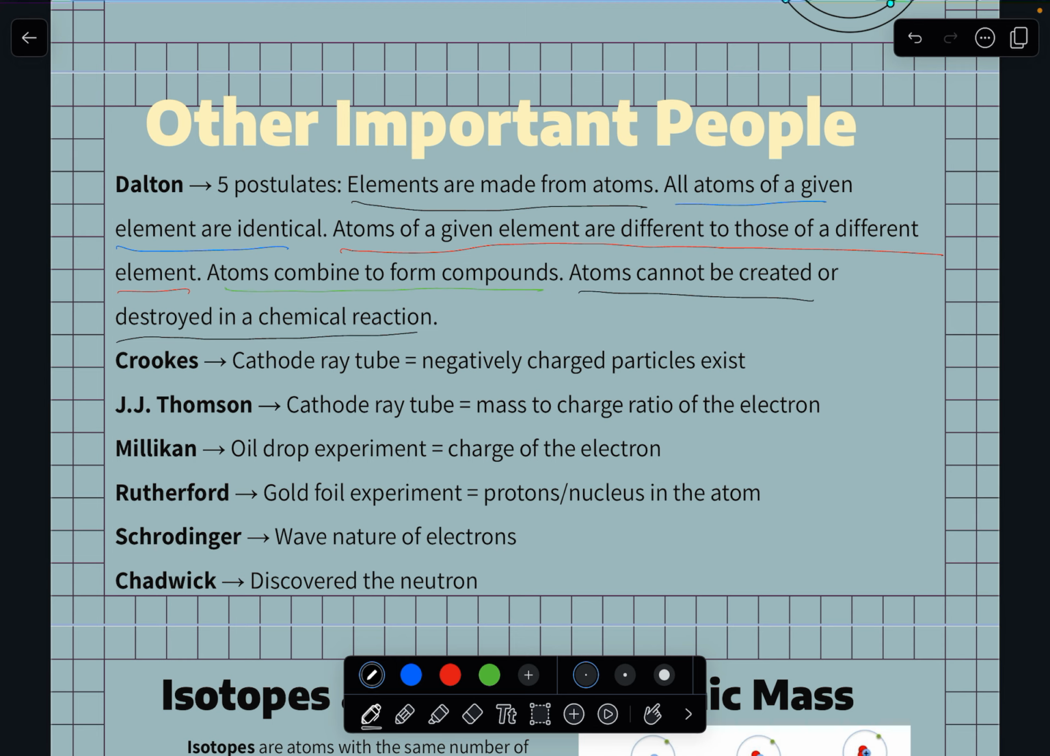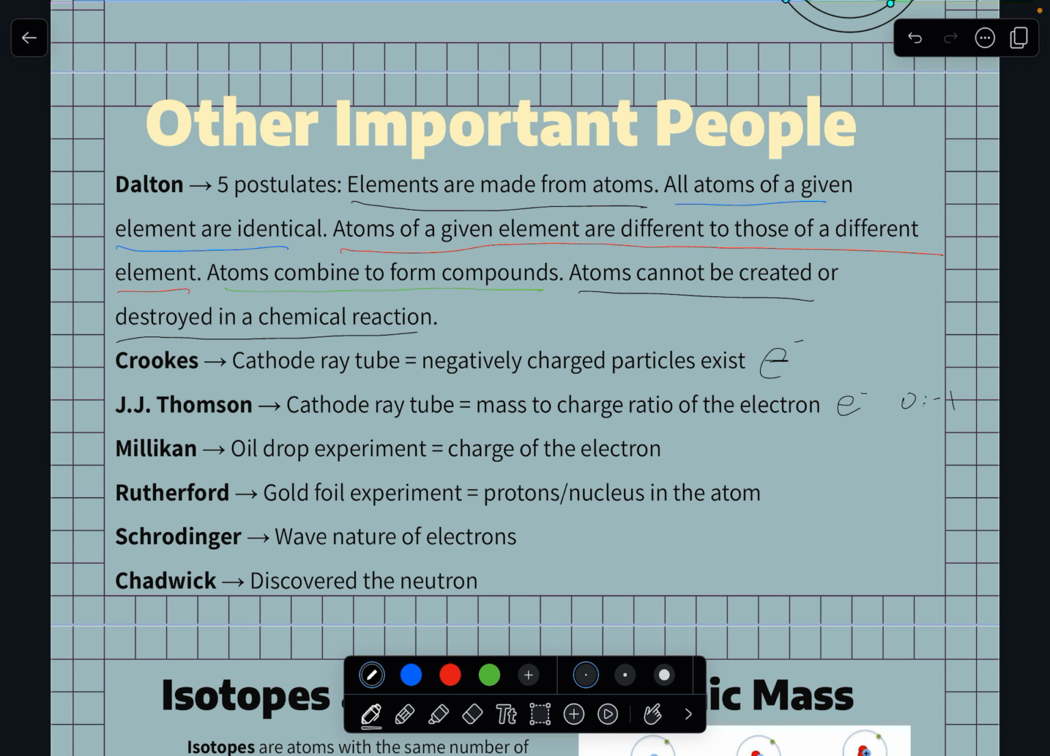Crookes looked at the cathode ray tube experiment, and he saw that there are negatively charged particles. So he looked at the electron, right? J.J. Thomson also did the cathode ray tube, and he talked about the mass to charge ratio of the electron. So this means that he looked at the electron having a mass of relatively 0 and a -1 charge. Millikan did the oil drop experiment, and he also confirmed the charge of the electron being negative.